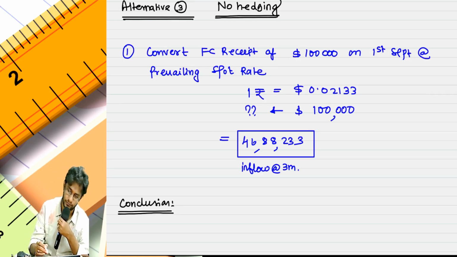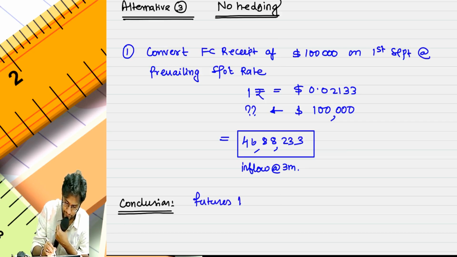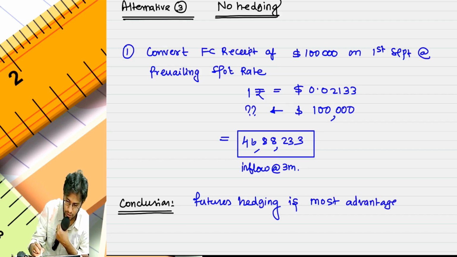Which one is better? Forward contract? Futures is betting. Okay. Hedging should be done. Sorry, don't write like that. Write like this: Futures hedging is most advantageous to the company. This sentence is more appropriate.